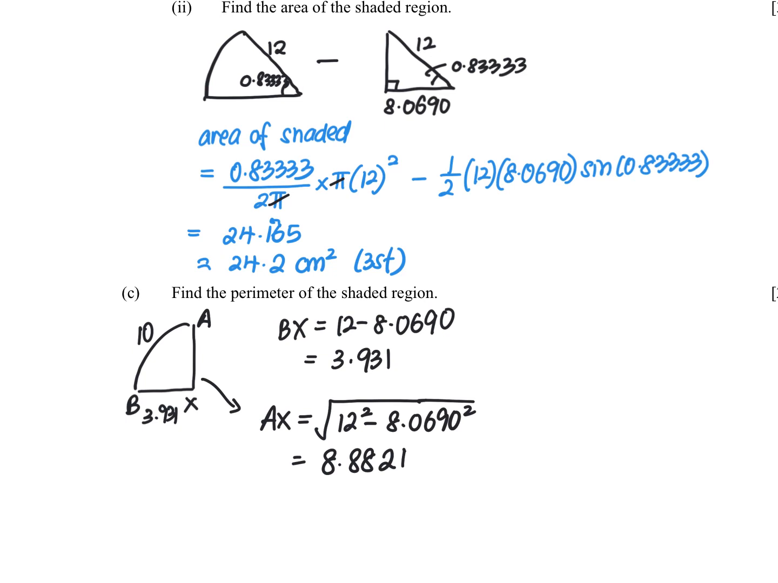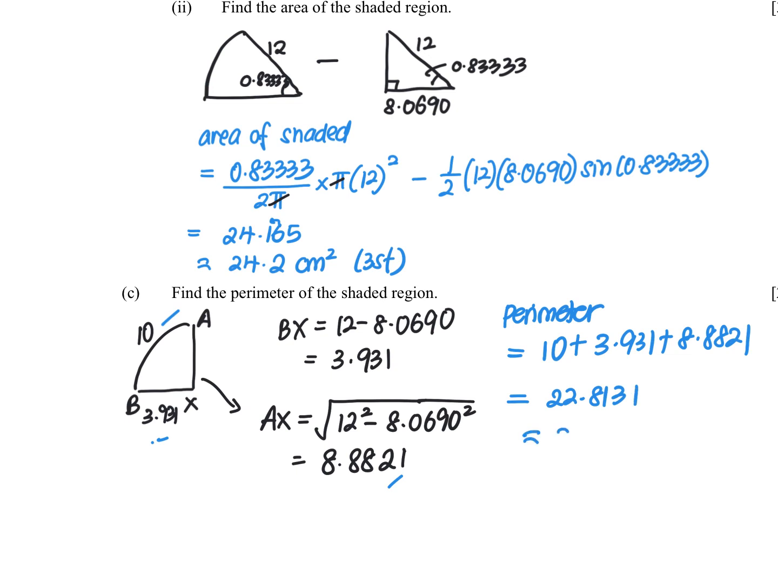Then my final answer, the perimeter, will be to add up all the three different portions. 10 plus 3.931 plus 8.8821. And I get my answer 22.8131, rounding it off 22.8 cm, 3 sf. Have you gotten your answer?